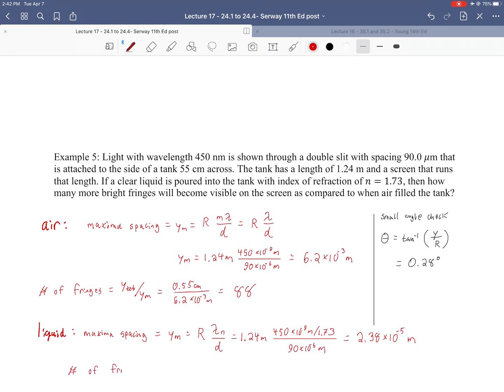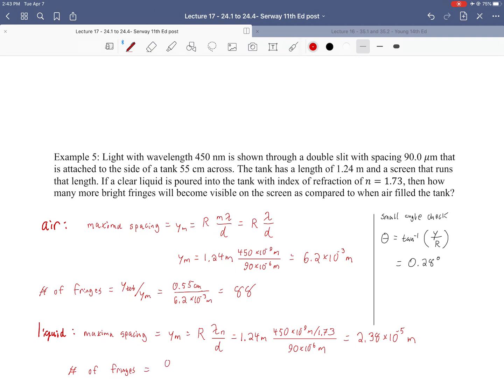All right, so 88. In this case, with the liquid, we should have a lot more that fit, right? So that's the thing: as you go into a higher index of refraction, notice the trend here. The higher index of refraction means that you have a much more tightly spaced pattern of bright spots and dark spots. So that's always the case. As you go from air to any higher index of refraction, your interference pattern becomes much more tightly spaced. And we did a pretty big increase. Going to 1.73 is pretty high, right? I mean, think about water, which is only 1.33.